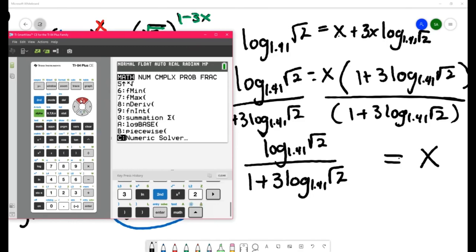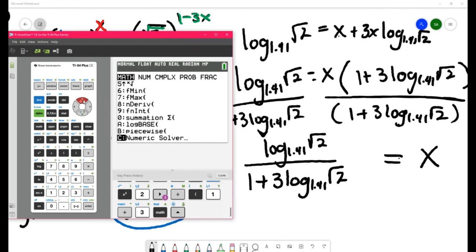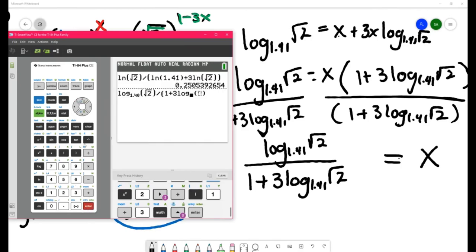I'm going to hit up to get to the bottom of the list. And we have this log base. So I can type a 1.41, square root of 2. I'm going to divide. I need parentheses around the denominator. That's 1 plus 3. And let me get that log in the hidden menu again. We have 1.41, square root of 2. And we'll close parenthesis for the denominator.